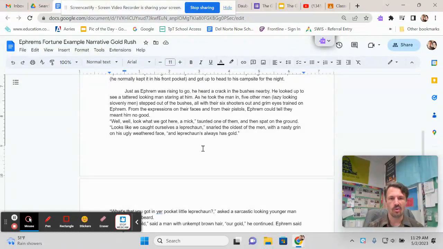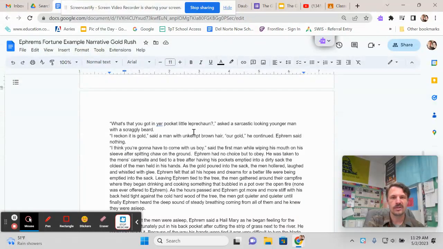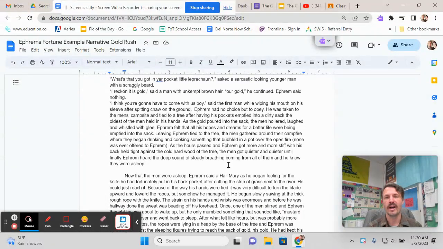"Well, well, well, look what we got here, a Mick," taunted one of them, and then spat on the ground. "Looks like we caught ourselves a leprechaun," snarled the oldest of the men with a nasty grin on his ugly, weathered face. "And leprechauns always has gold. What's that you got in your pocket, little leprechaun?" asked a sarcastic looking younger man with a scraggly beard. "I reckon it's gold," said a man with unkempt brown hair. "Our gold," he continued. Ephrem said nothing. "I think you're gonna have to come with us, boy," said the first man while wiping his mouth on his sleeve after spitting chaw on the ground.